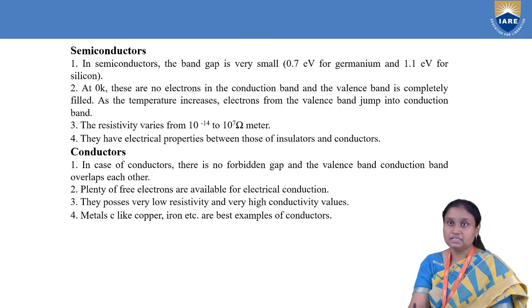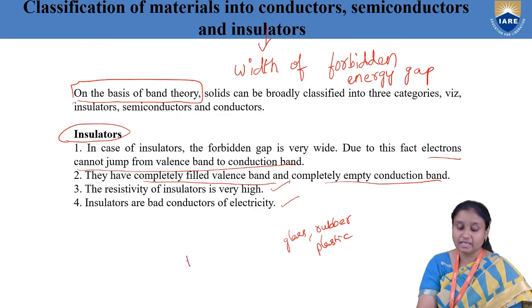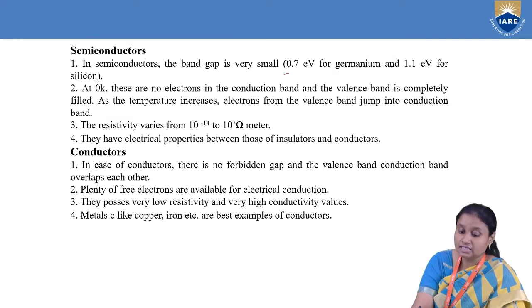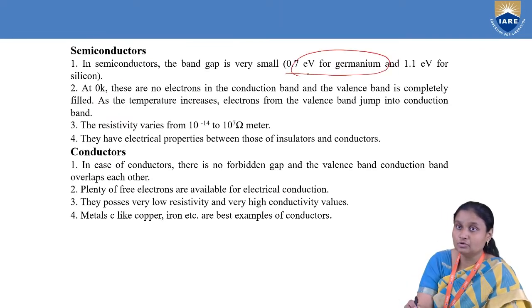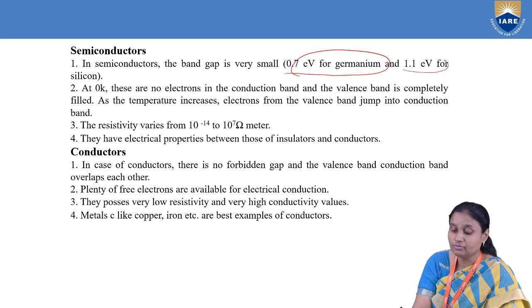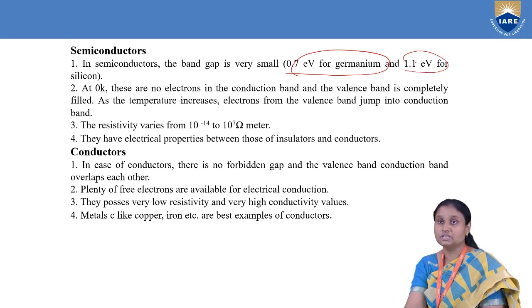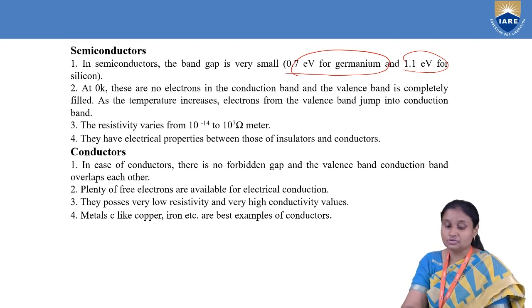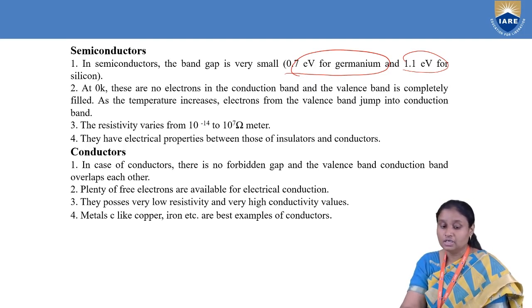So in semiconductors, what is the band gap? See, in case of insulators, the band gap is around 10 electron volts. So very high amount of energy. Whereas in case of semiconductors, as you can see, the band gap is 0.7 electron volts in case of germanium, 1.1 electron volts in case of silicon. It means that I need small energy in order to make an electron go from the valence band to the conduction band.